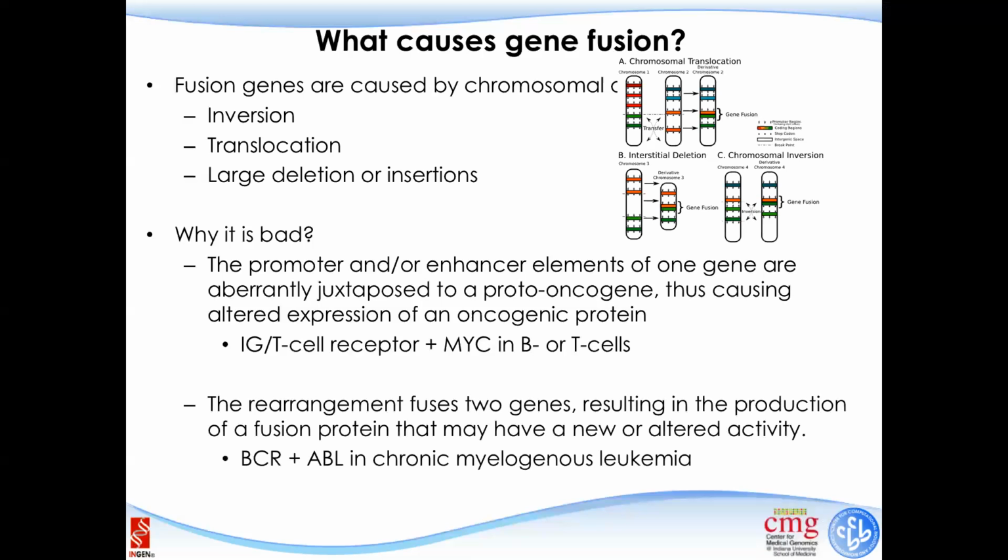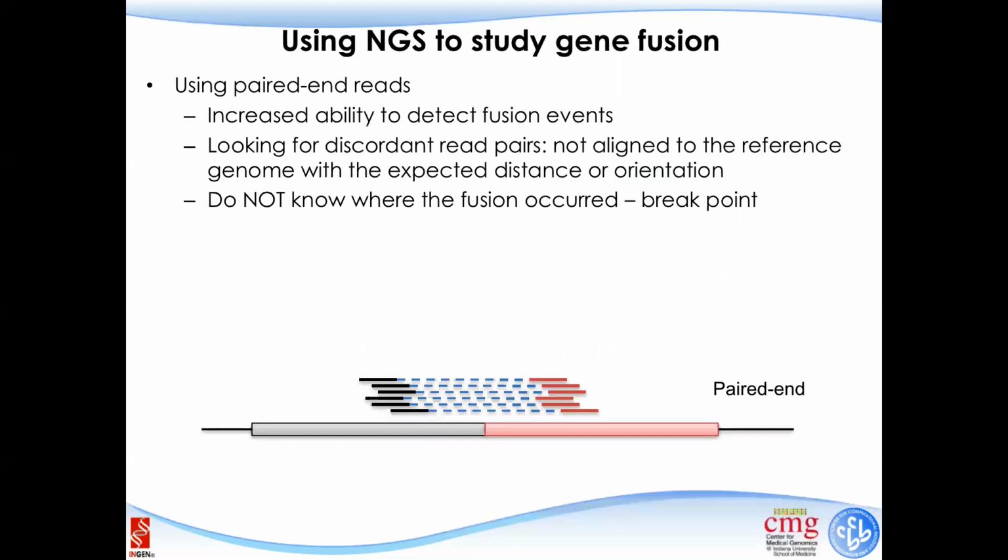To study gene fusion, one ideal method is definitely NGS, next generation sequencing, especially RNA-Seq. We can use paired-end reads to study gene fusion. For example, we get a paired-end read and the two fragments map to different genes. With a high frequency observation of this, we can infer there is a gene fusion of these two genes. It increases the ability to detect fusion events compared to single-end.